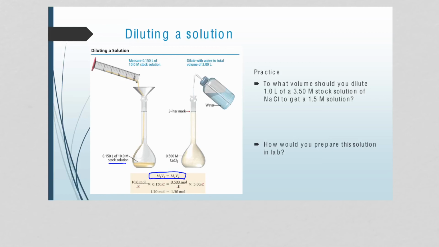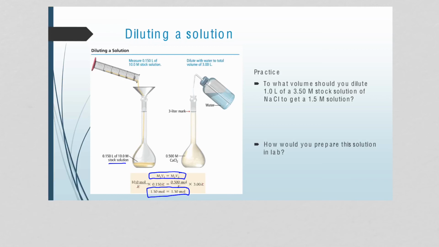Now, in this case, I knew what the initial molarity and volume was that I was going to use, and I know what I was targeting, 3 liters of 0.5. But what we can demonstrate here is what M1V1 equals M2V2 really talks about is that the moles of solute don't change. So if we think about our dilution equation, right?